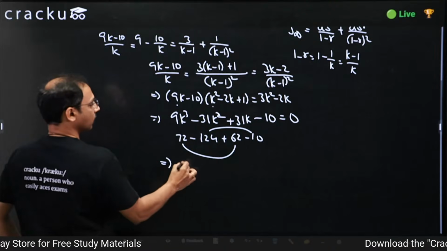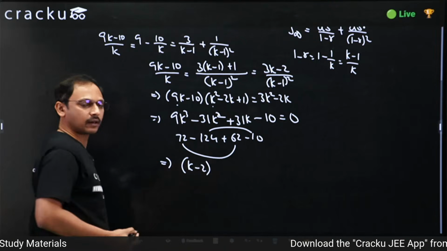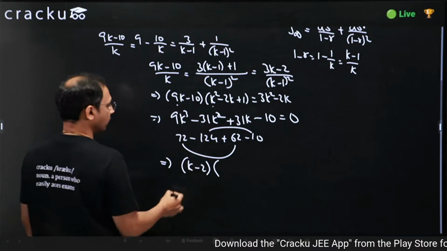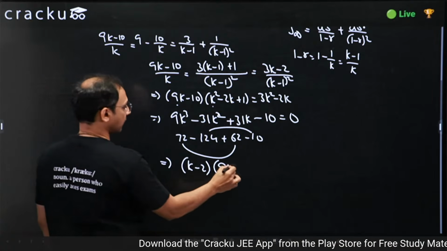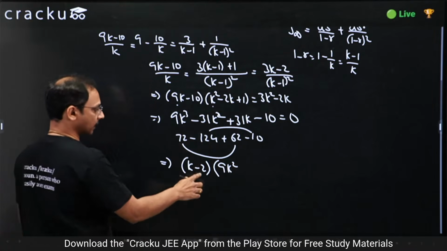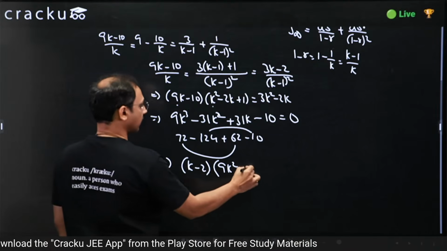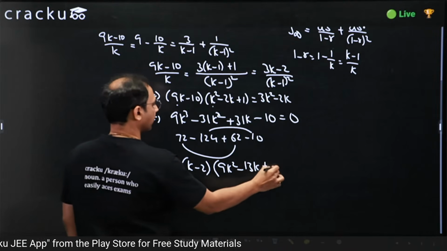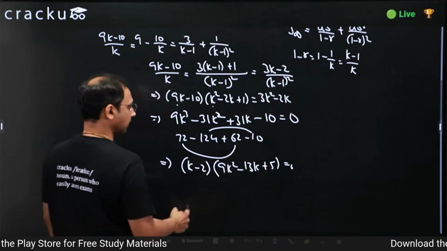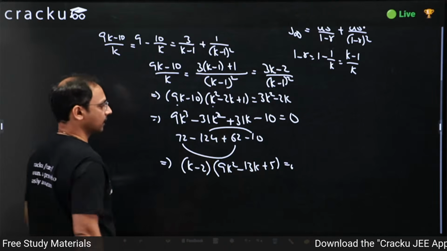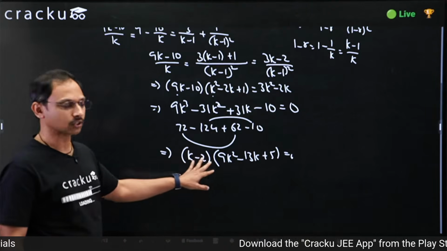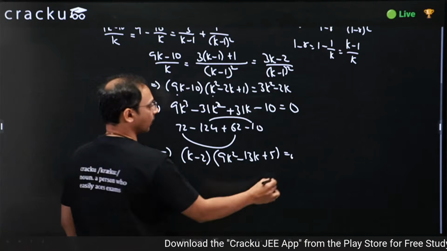So you can have a common factor of k minus 2. And when you divide, I get 9k square. I need minus 31, so that will be minus 18 minus 13 and plus 5, so that I'll get a minus 10, and 5k plus 26k is 31k. So I got my first root, from which I'll get the second quadratic.